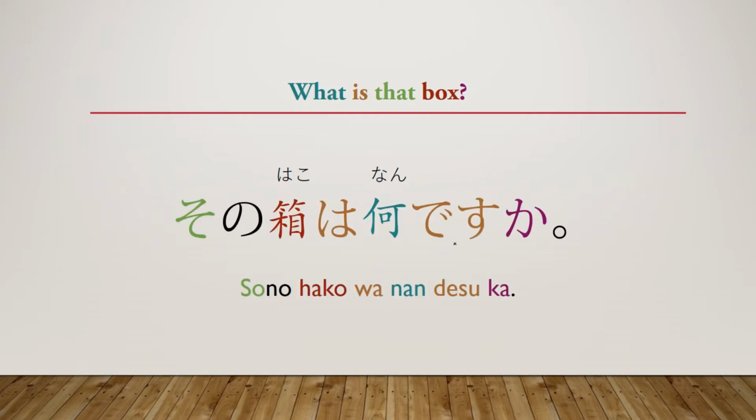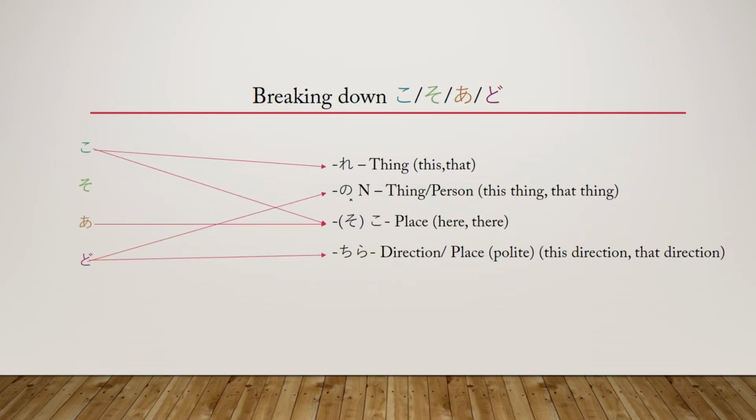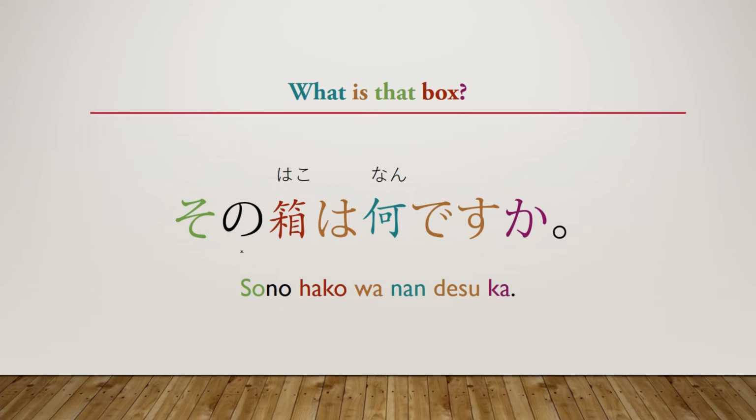Okay, what is that box? Sono hako wa nan desu ka? Okay, so here, yet again, we have our structure that we went over, except this time we're using the no plus a noun. If you can notice right here, we have our no. I colored it black, yet again, just to show the suffix and the prefix being added together. And then we have our so. So this means that it is something that is close to the listener. So usually translates to English into that. And then we have the noun attached after it. So we have box. So this basically just means that box.